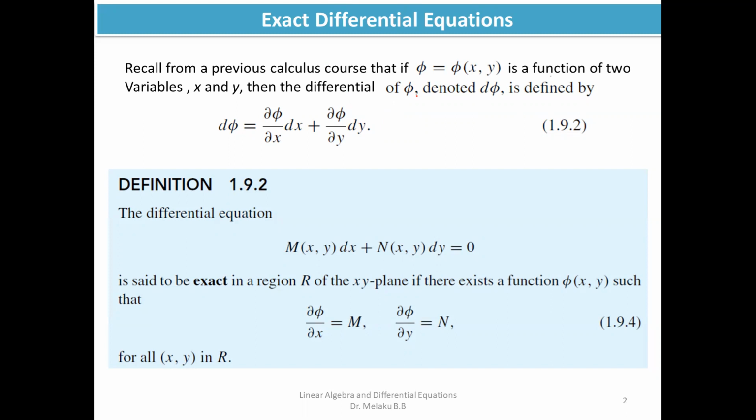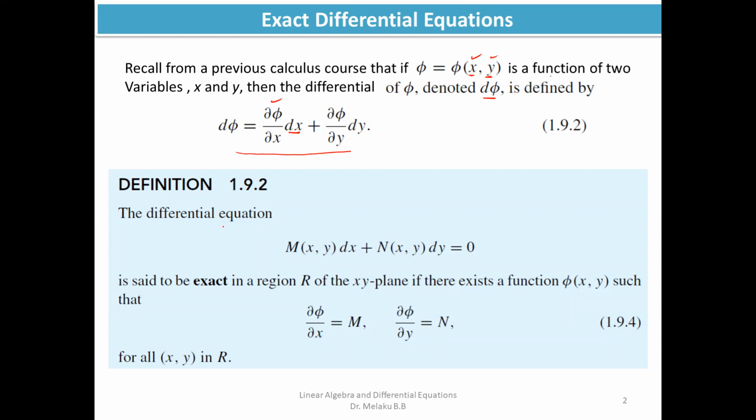Just like in your elementary calculus course, if you remember, if we have a function phi, which is a function of two variables x and y, then the differential of this function, denoted by d phi, is defined by differentiating phi with respect to x as well as with respect to y, because we have two independent variables. So d phi is simply equal to the partial of phi with respect to x times dx plus the partial of phi with respect to y times dy. This is how to differentiate a function of two variables.